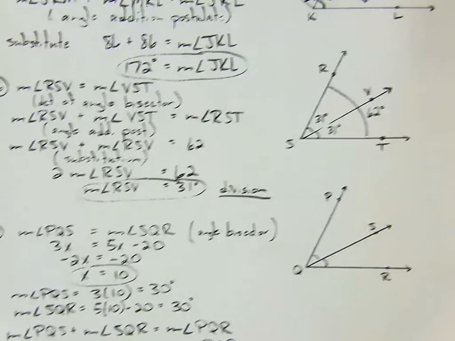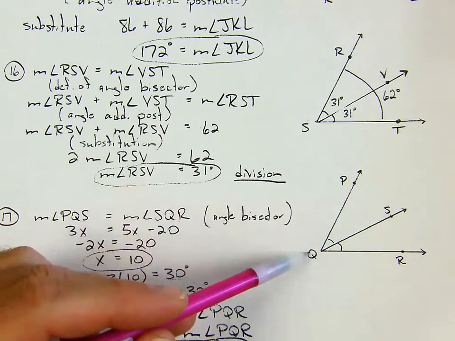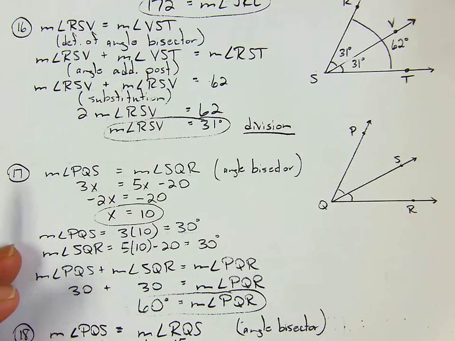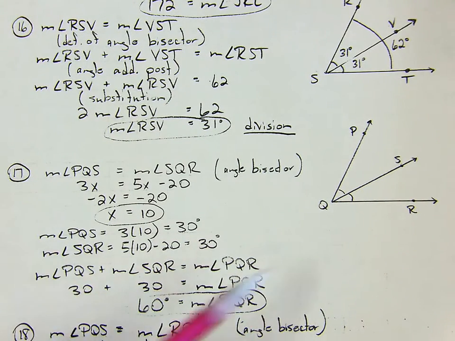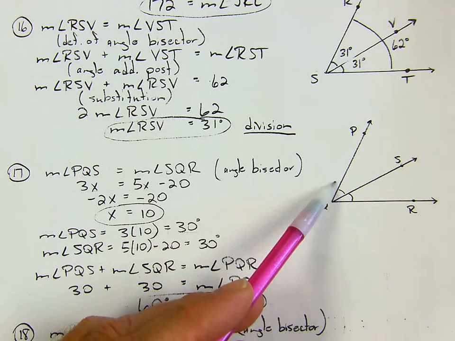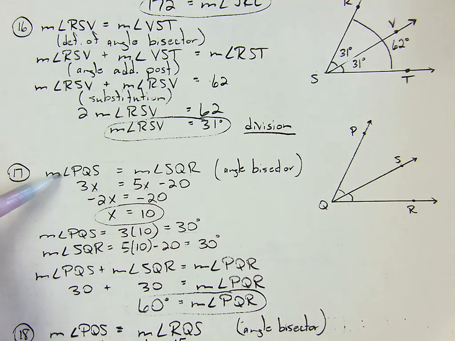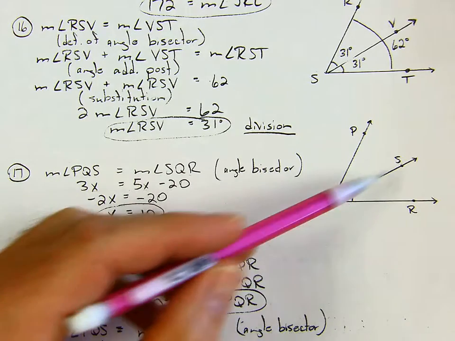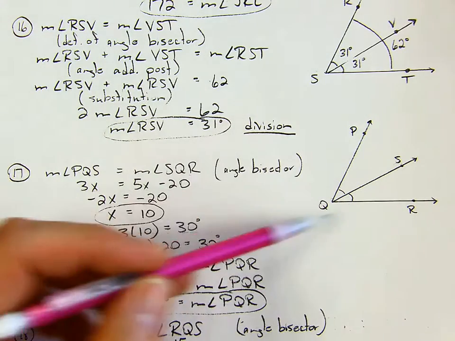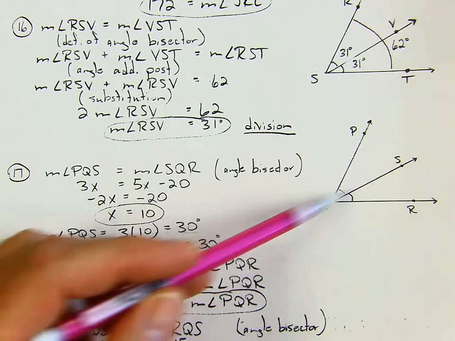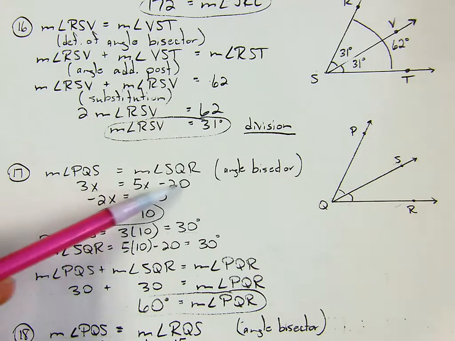So number 17, here's my angle PQR. There's QS bisecting it. It may not be right down the middle. I just sketched this. I didn't measure to make sure it's bisected exactly. But because they said it's a bisector, I know these are congruent. Now, in number 17, they tell me that the measure of angle PQS, with QS down the middle of PQR, is 3x. SQR is 5x minus 20.